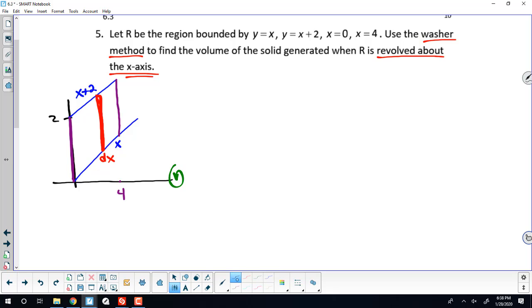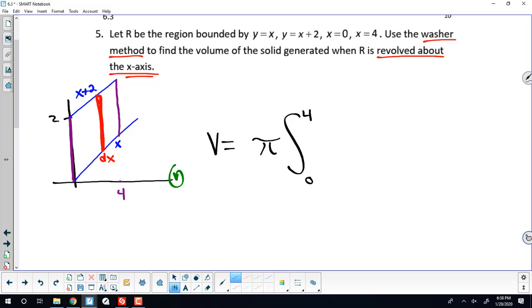So our volume then is pi times the integral. X is going to range from where to where? 0 to 4. X ranges from 0 to 4. What would the outer radius be? The larger radius? X plus 2. Does everybody agree? The outer radius is x plus 2, and that's just the longest distance from your function to the axis of revolution.